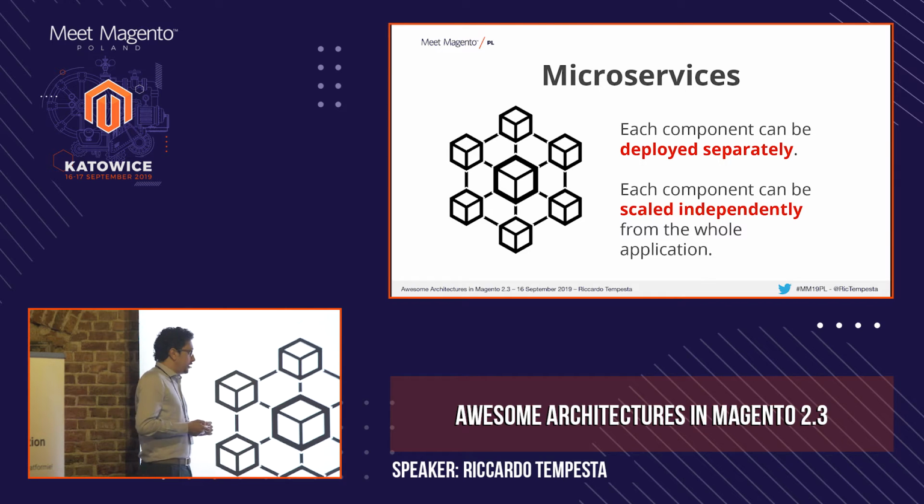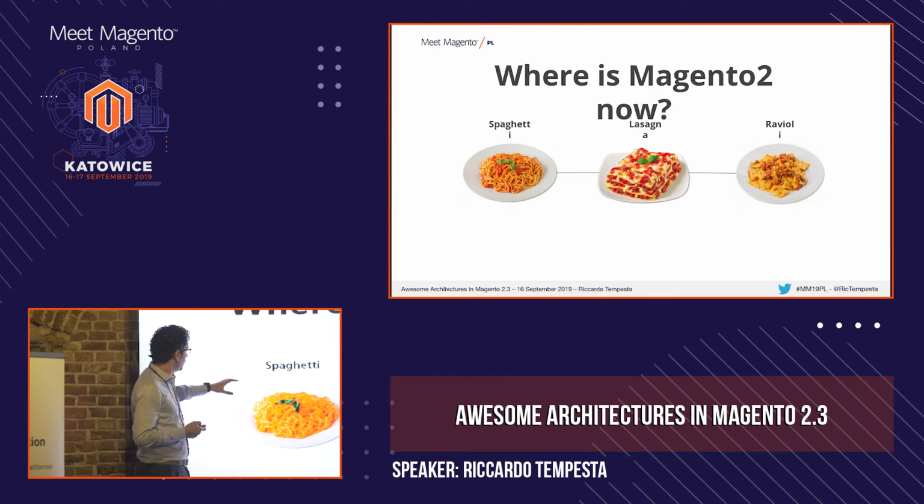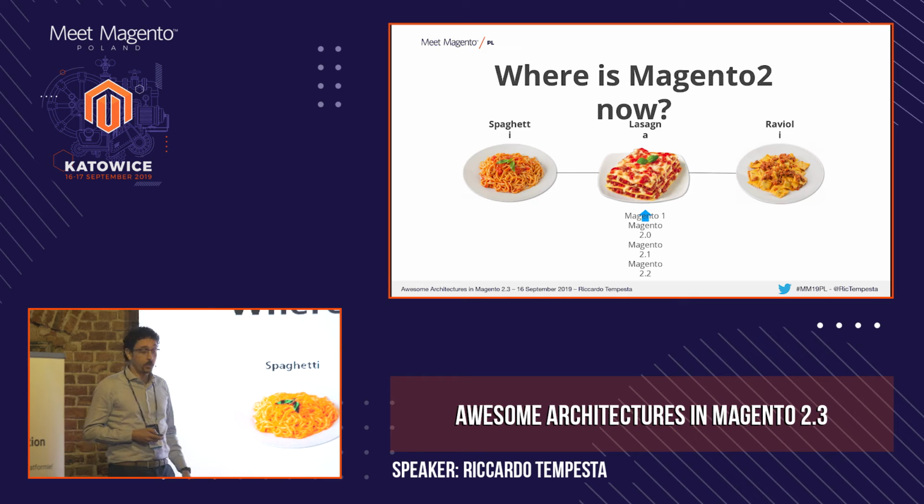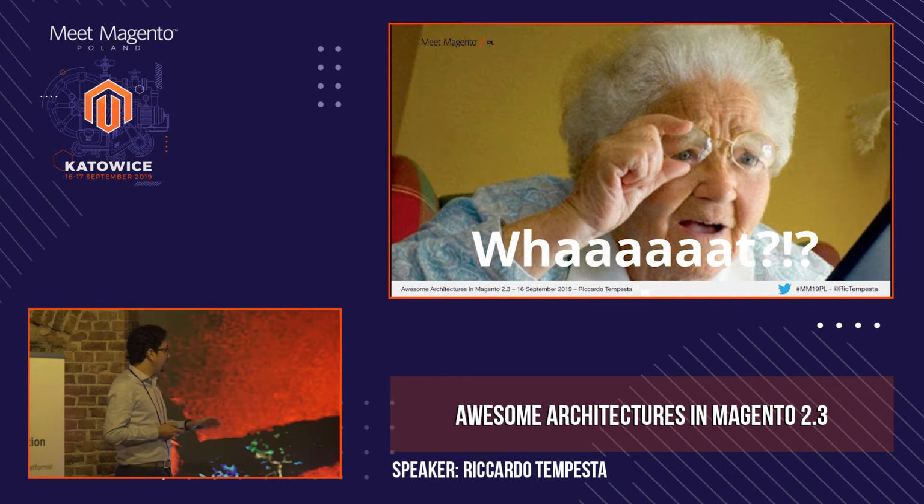So now the point is, where is Magento 2 now? And the most obvious answer for most of the people should be between spaghetti, lasagna, ravioli. I know most of the people will answer spaghetti, but no, it's not spaghetti. But you would say, hey, it's ravioli, of course. Well, not exactly, because Magento 1 as well as Magento 2 till 2.2 actually is almost there. It's not exactly there. But something changed.